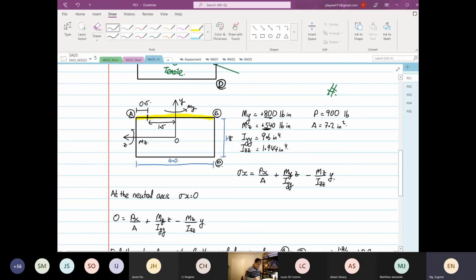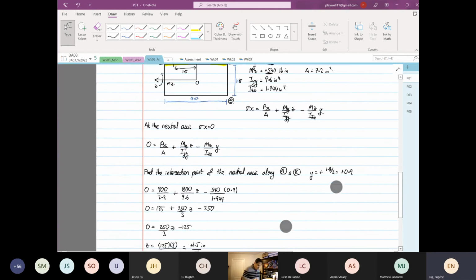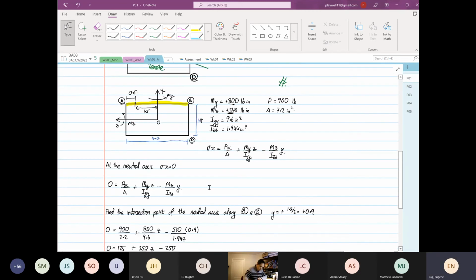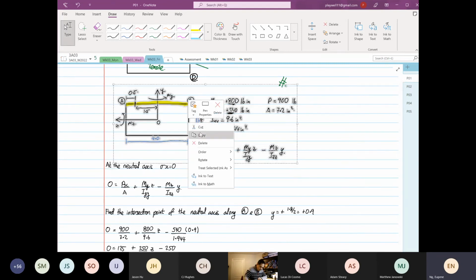Okay, so let's do another one. We look at between B and D. I will find the neutral axis between point B and point D. I will copy the image down, so I won't move the page so much. You get a headache, I get confused.